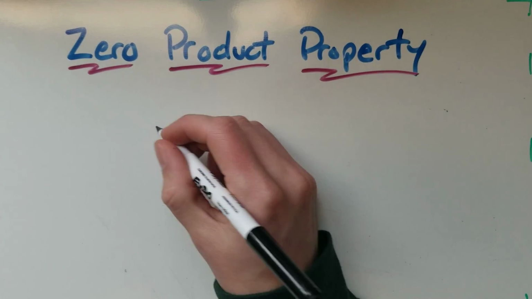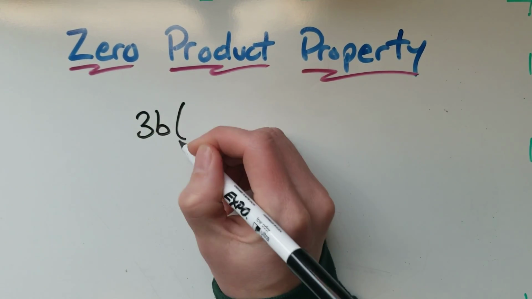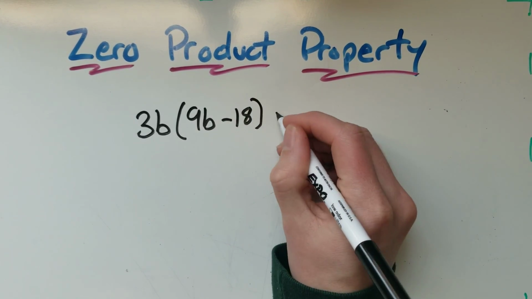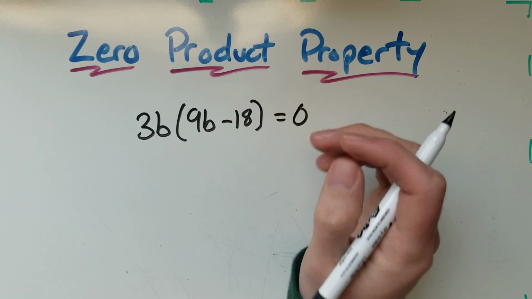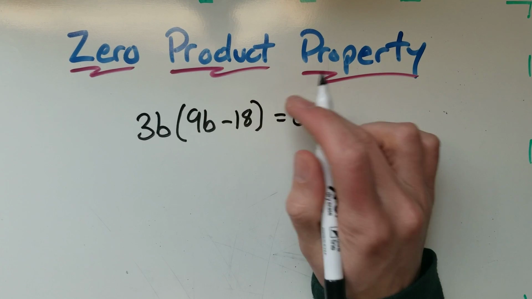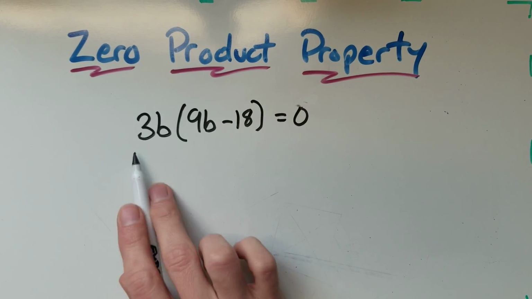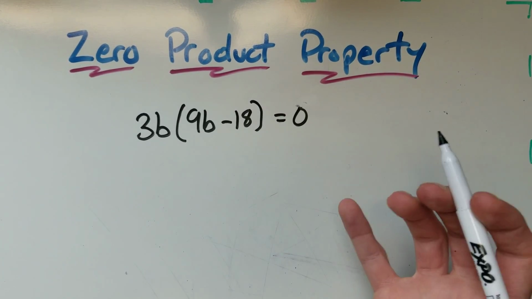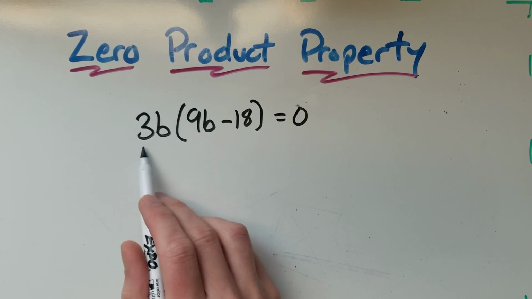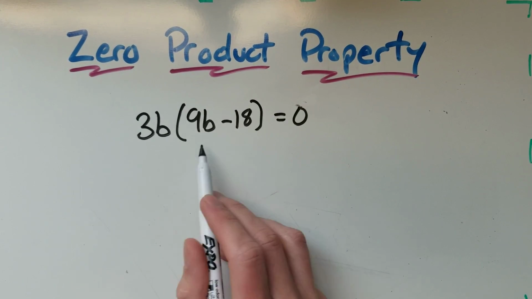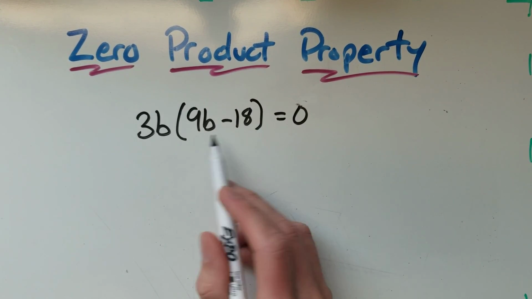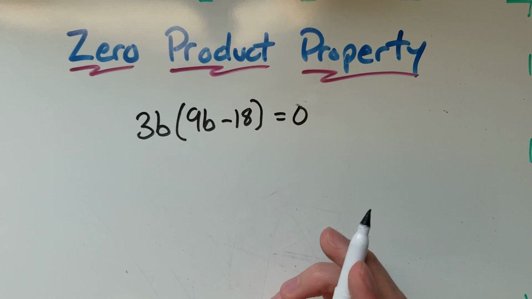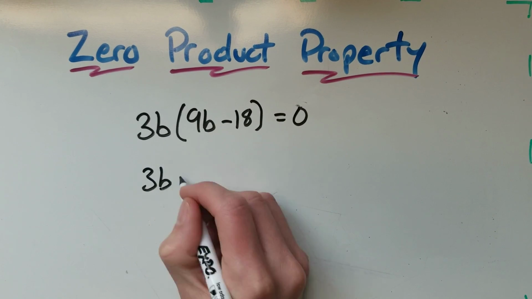So our first example, we have 3b times the quantity 9b minus 18, and that equals 0. So here, notice how we have two things being multiplied together. They're not necessarily numbers, they're not constants, they're polynomials. We have the monomial 3b being multiplied by the binomial 9b minus 18. So in order for this to be true, one of those two polynomials has to be 0. So we have a couple of possibilities.